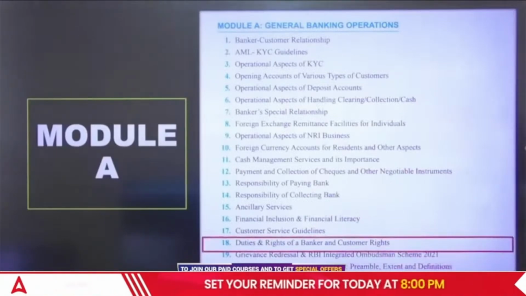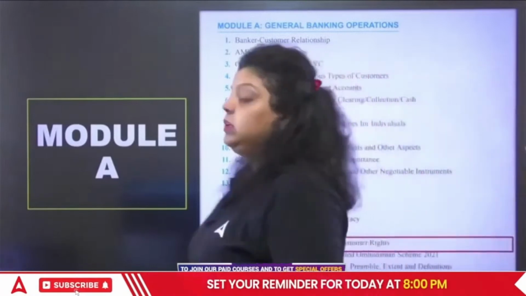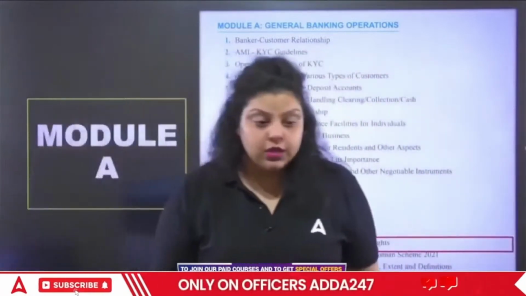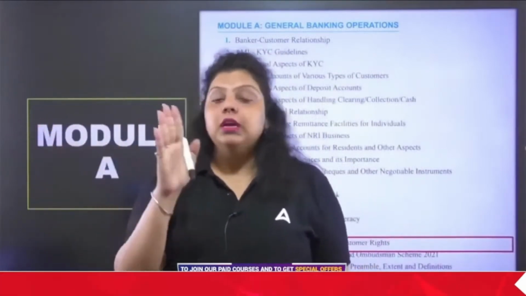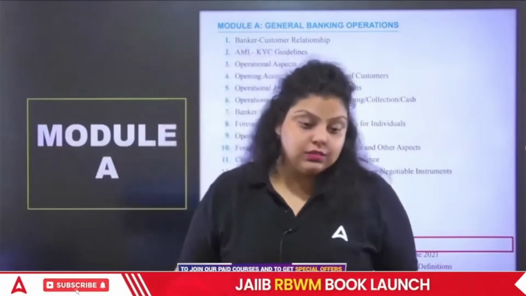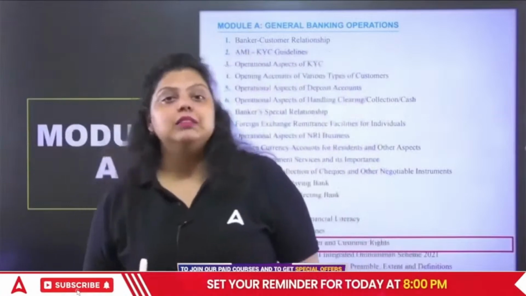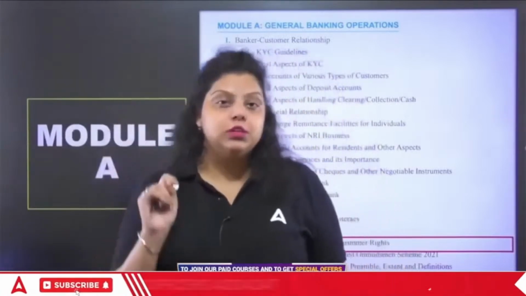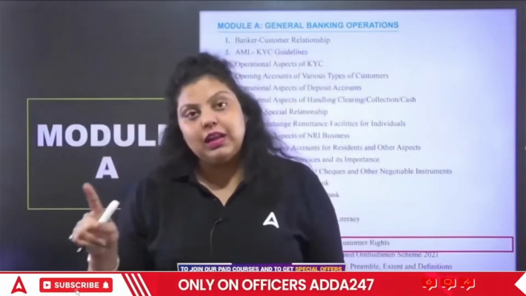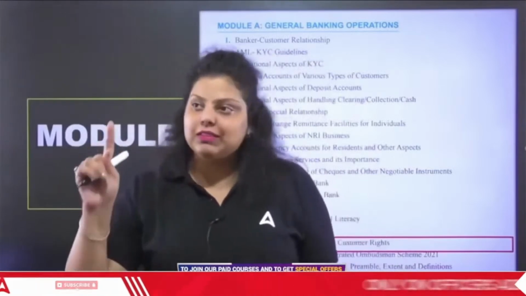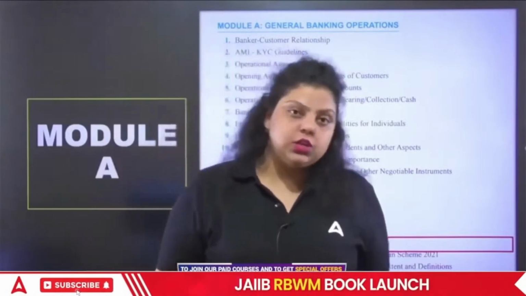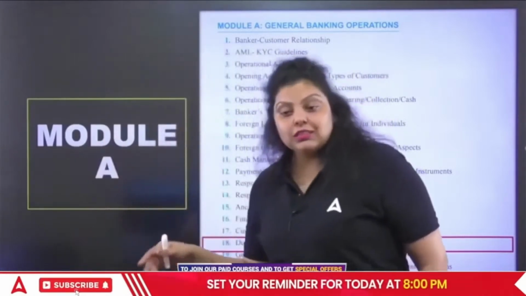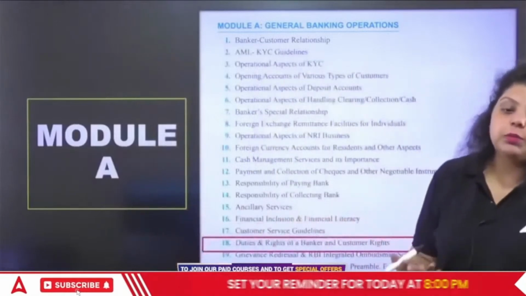If you remember, we have discussed the banker-customer relationship, in which we covered agent, principal, trustee relationship, bailor-bailee relationship, creditor-debtor, debtor-creditor, lessor-lessee kinds of relationships. Then we discussed the special relationship of banker and customer, in which we covered lien, right of set-off, right of appropriation, and power of attorney. These are the special rights.